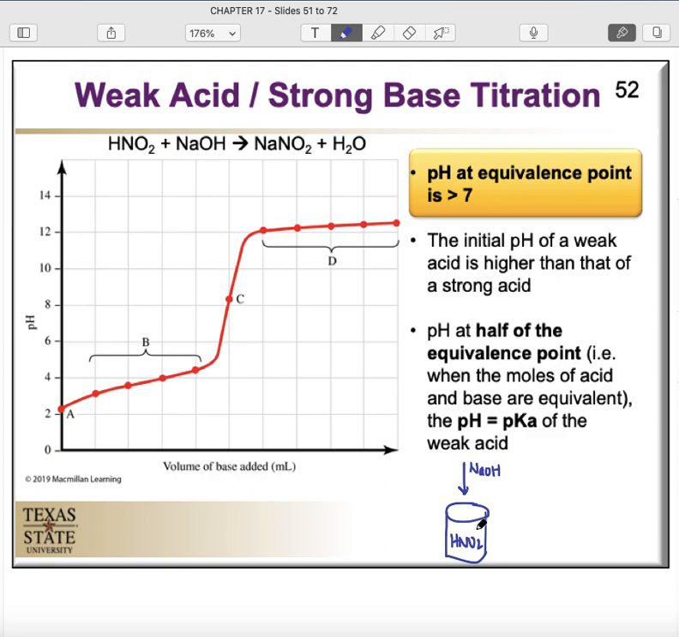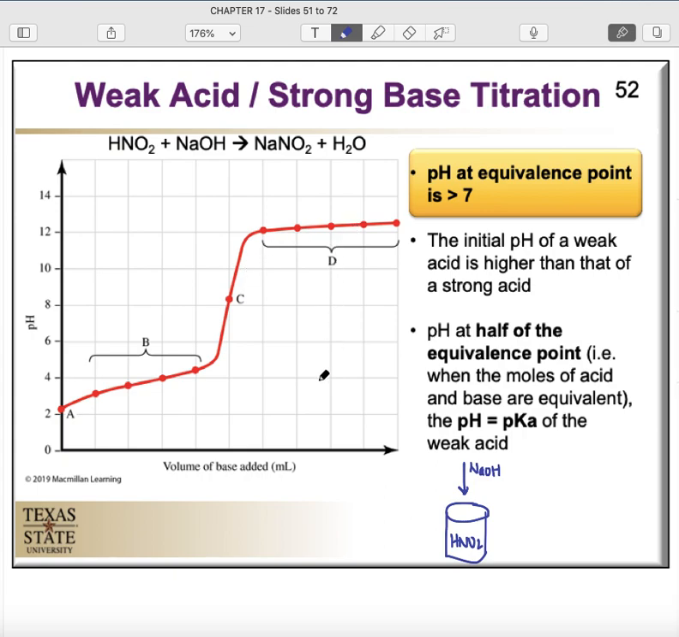We're going to be monitoring the pH inside of the beaker, and so of course at the very beginning, before we add any sodium hydroxide, all that we have is the nitrous acid, and because of that we're going to start with a low pH, and then as we start adding more and more of the sodium hydroxide titrant, the pH is expected to rise.